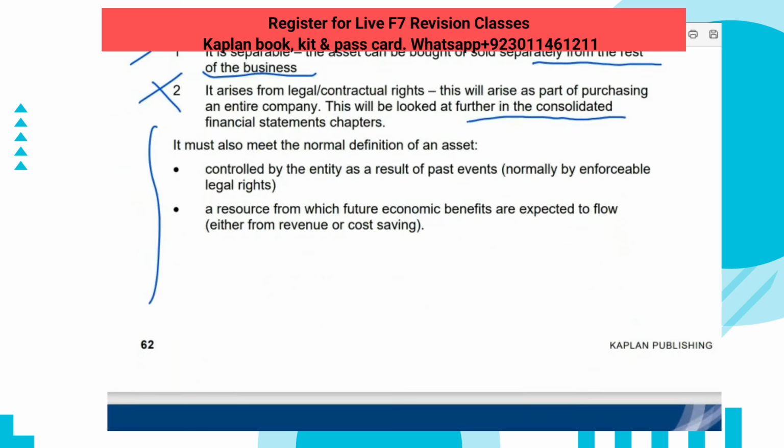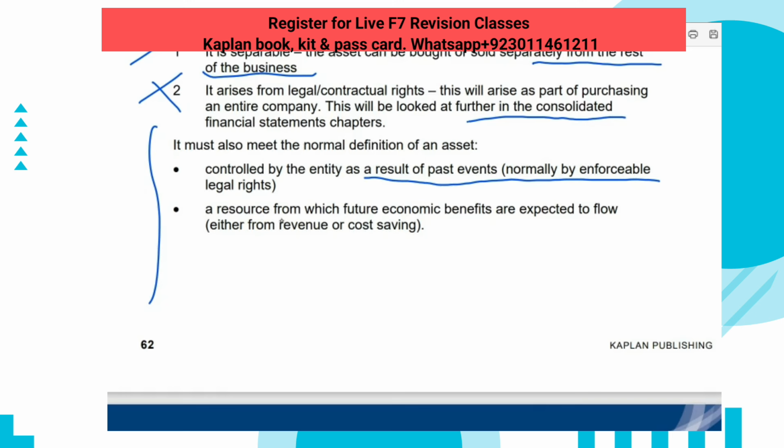It must also fulfill the following definition criteria: control by the entity as a result of past events, normally by enforceable legal rights. Definitely, the company has a right to, like a franchising business or any copyrights you are taking. So it must be controlled by the company. Past events are there, their past performance. People have a trust. They have a name. They have fame in the market. Everything is part of this.